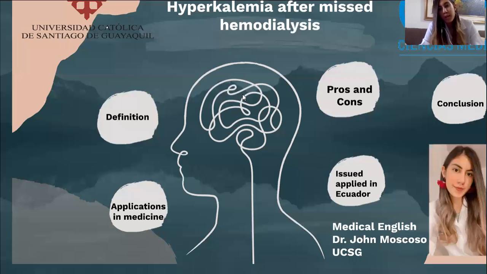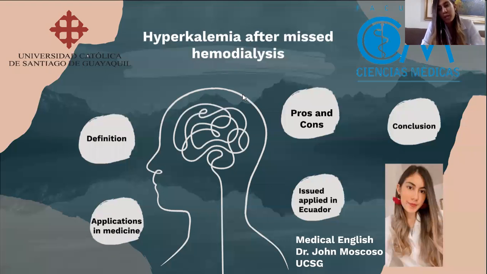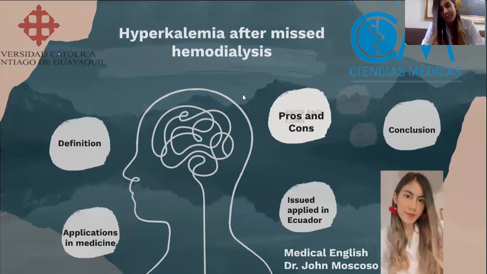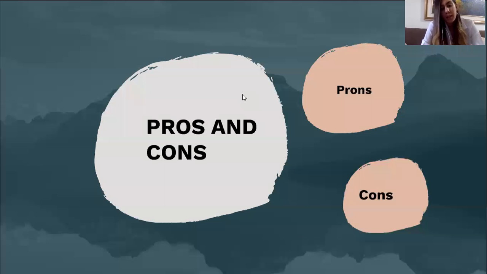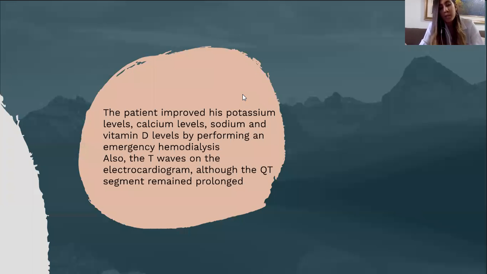Okay, well now we have the pros and the cons. Pros. The patient improved his potassium levels, calcium levels, sodium and vitamin D levels by performing an emergency hemodialysis. Also, the T waves on the electrocardiogram improved, although the QT segment remained prolonged.